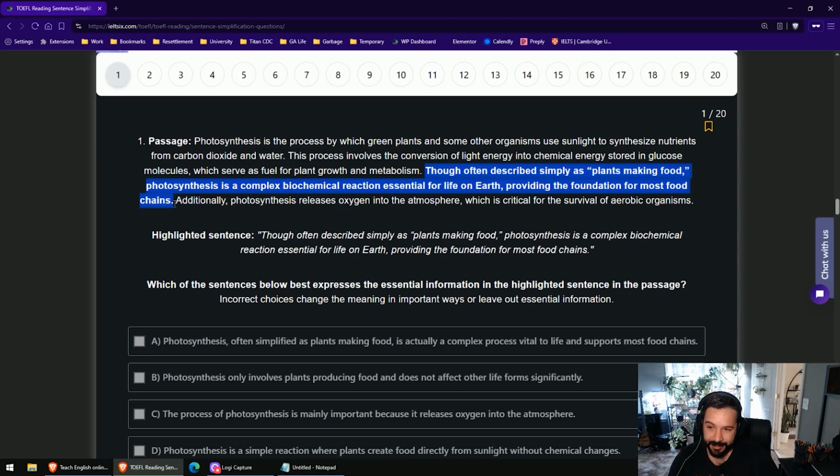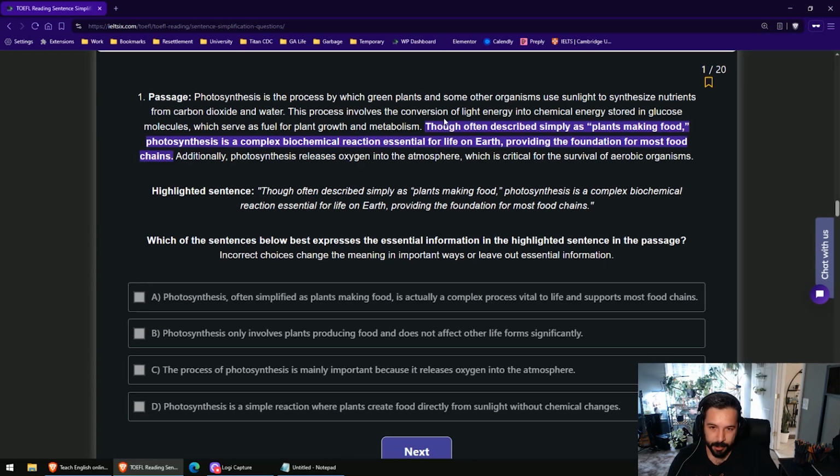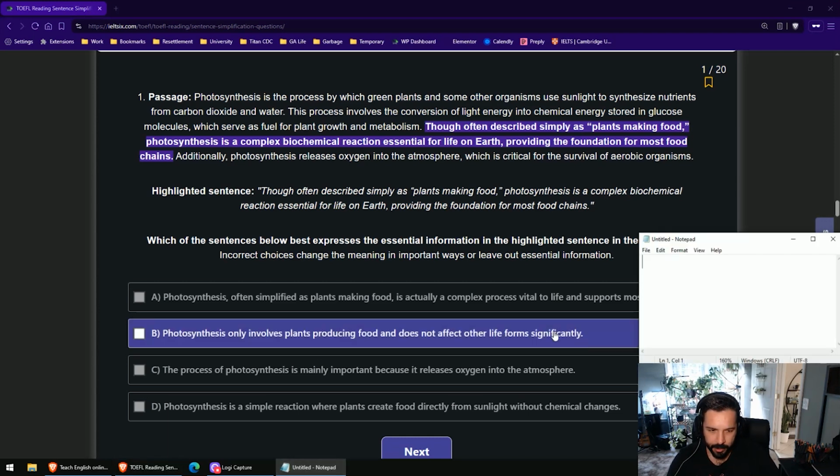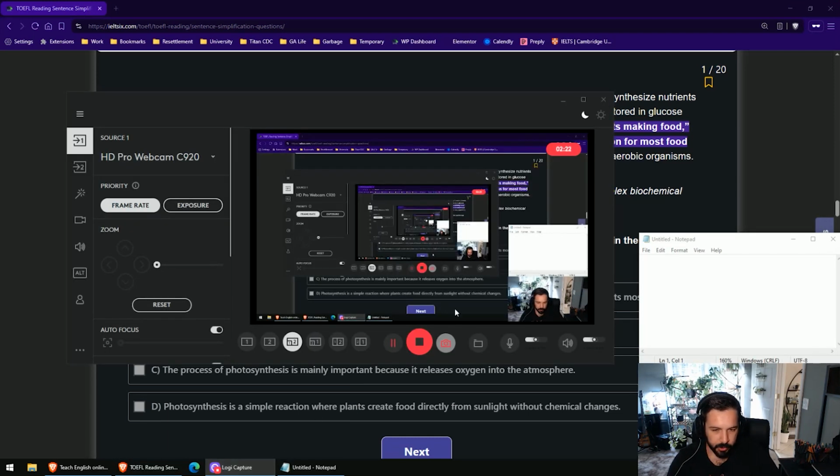Just focus on the highlighted section. Now let's see. Most of the time, these sentences have 2, 3, 4 components, and our job is to break it down and understand it in the easiest way possible, not in a scientific way. Now, let me make sure that it's recording correctly.